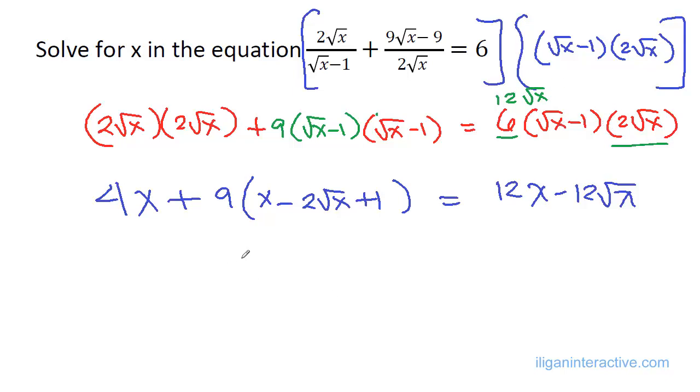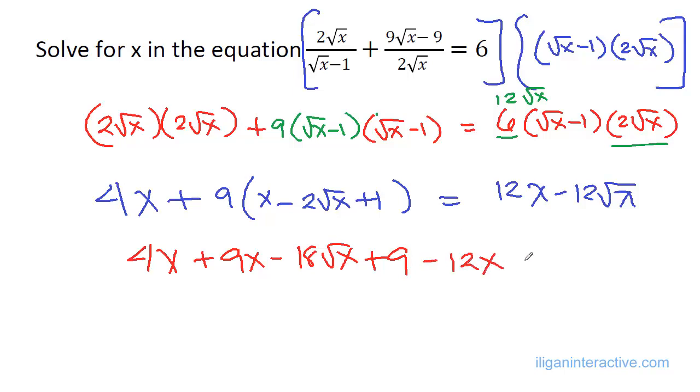Okay, now what do we have here? Let me just continue simplifying. 4x plus 9x minus 18 square root of x plus 9. I transfer this to the left side: minus 12x plus 12 square root of x equals 0, hoping that something will cancel out. Hopefully. Now, where are we?